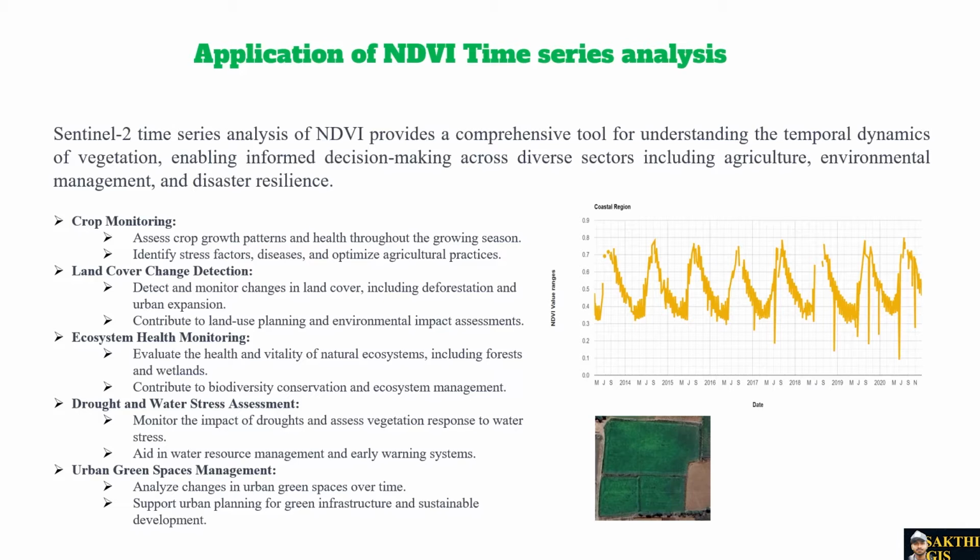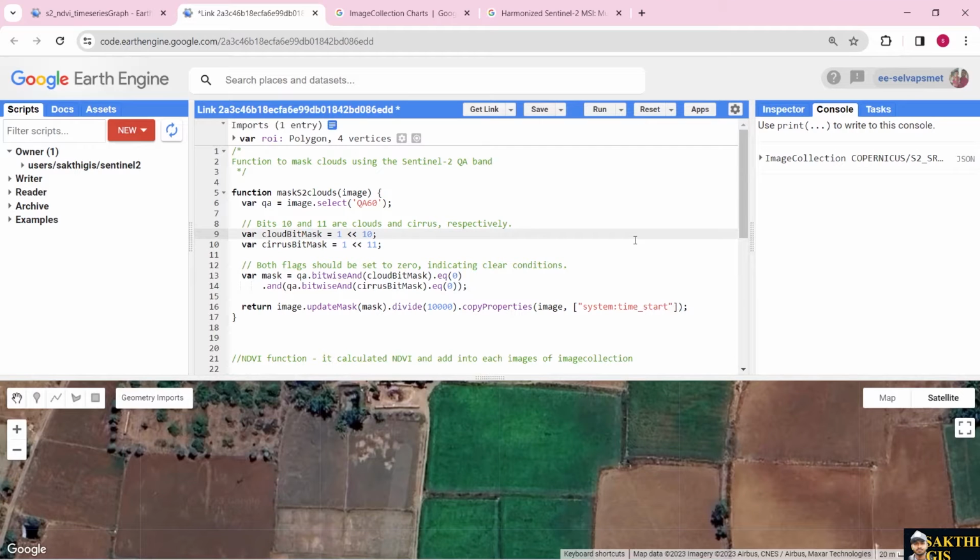Then we can use NDVI time series analysis for land cover change detection, for ecosystem health monitoring, and for drought and water stress management. Like that, we can use it for different applications. Now we will see how we can extract the time series NDVI values in Google Earth Engine. This program will be a continuation of the previous videos' programs.